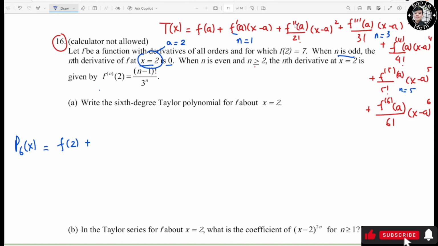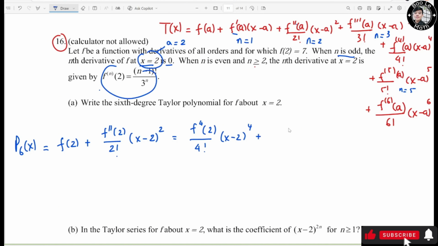Now for this guy right here, n equals 2. We're going to use the formula right here. So we have f double prime of 2 over 2 factorial times s minus 2 squared. For n equals 3, it's going to be 0. For n equals 4, it's going to be plus the 6th derivative. Now we substitute the value f of 2 equals 7 right here, plus f double prime. We're going to use the formula right here.